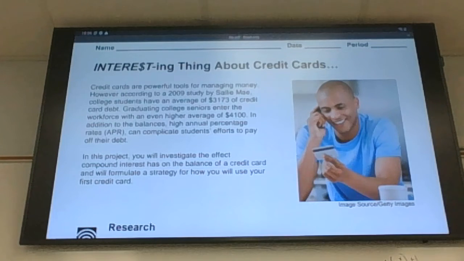So there's a big argument out there that banks should not give college students credit cards. It's a big argument. One issue is that if you're going to college, you're not really working full time. You're in class. And the other issue is you don't have a credit score yet.